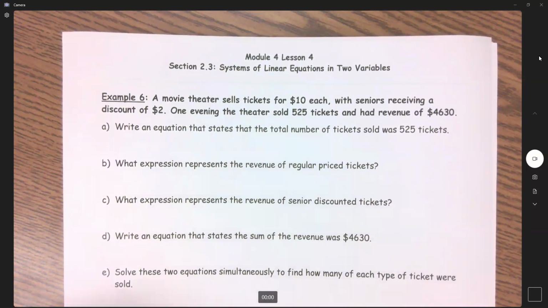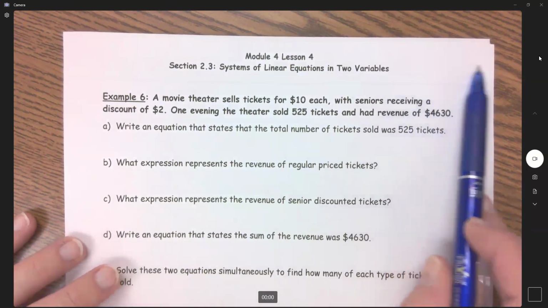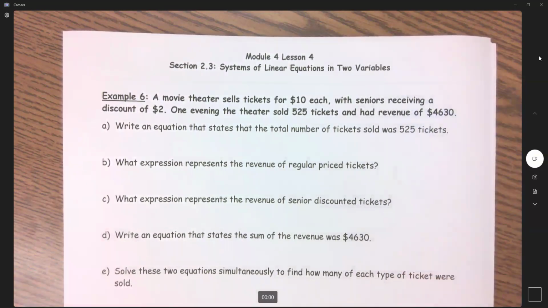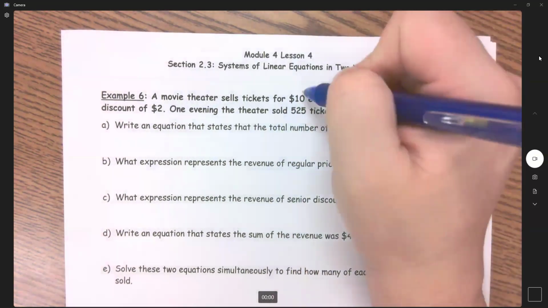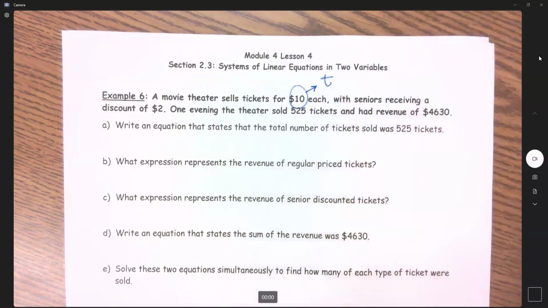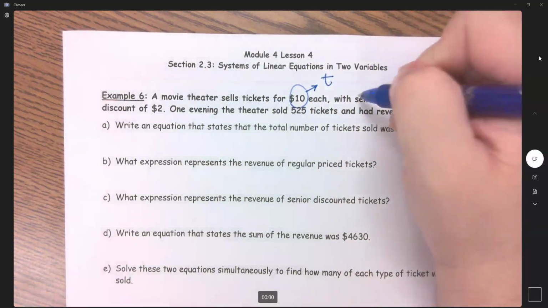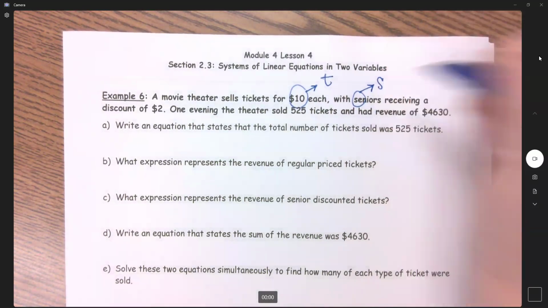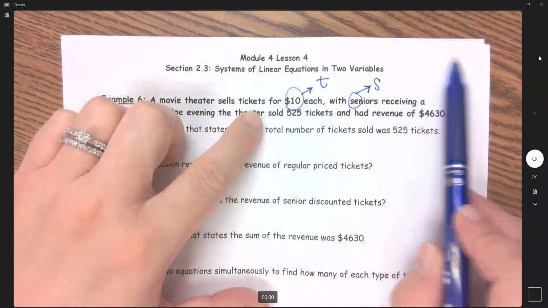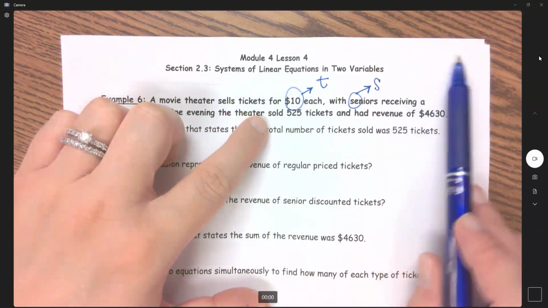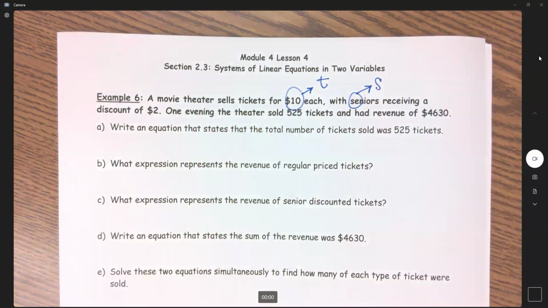So when we do problems like this, you can pick X and Y to be your variables, but you need to come over here to the side and say X equals this, Y equals this. If you choose not to do that, what I personally like to do is make variables represent things that make sense in the problem. So for example, my $10 tickets, I'm going to call T. And then my senior discounted tickets, I'm going to call S. But if you want to pick X and Y, that's fine. But you need to come over here to the side and say X equals the $10 tickets, and then Y equals your senior tickets.